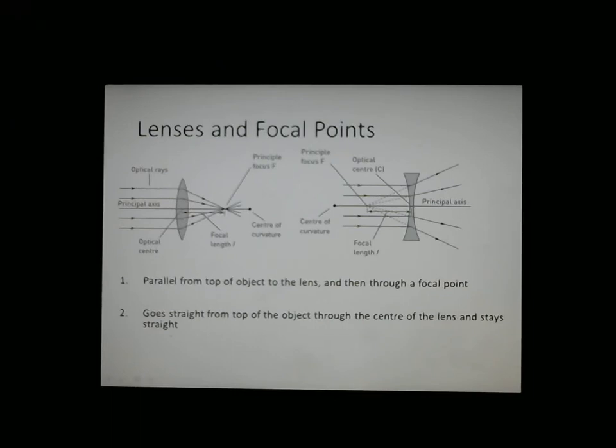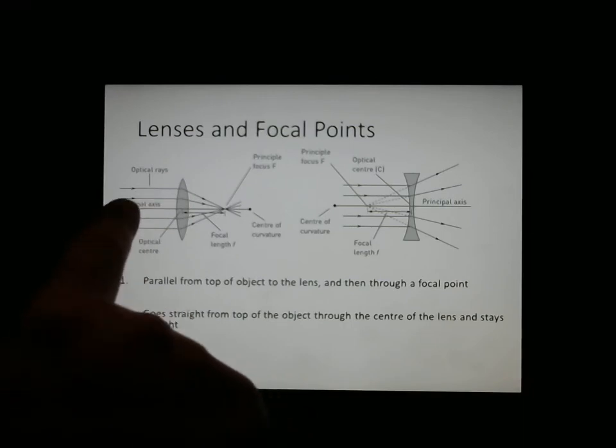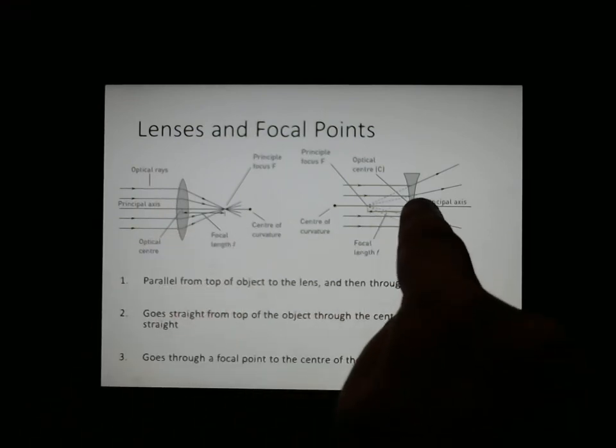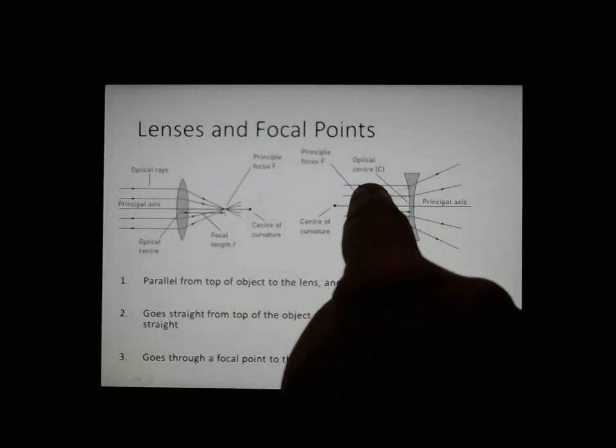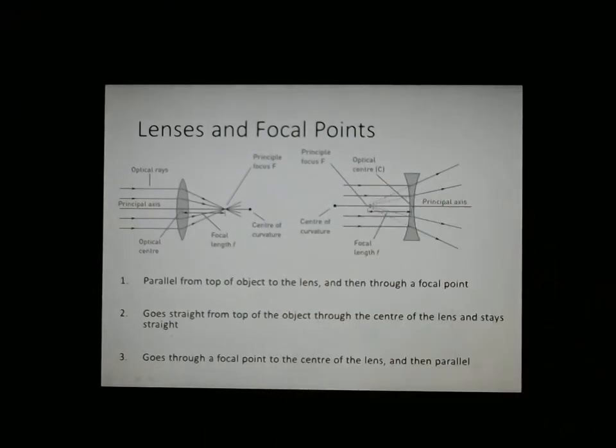Line 3, okay, goes through the focal point of the same side. So what I mean by that is, if the object is on this side of a convex lens, it's going to go through this focal point over here to the center and then parallel, while on a concave lens, because this side is coming from this focal point, it needs to be drawn towards that focal point and then parallel. Really hard to describe. We're going to have to see some examples. So line 2 is really easy, and line 1 and line 3 are reverses of each other. So parallel to the lens and then to the focal point; to the focal point, to the lens, then parallel.